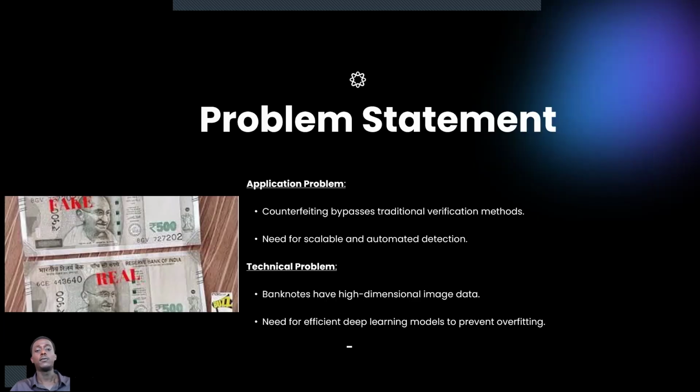Then the problem statement finally. The application problem was counterfeiting, bypassing traditional verification methods such as UV lighting and so on. So we wanted to come up with an automated and scalable detection method to deal with this. The technical problem was that banknotes have high-dimensional image data, and there was also a need for deep learning models to prevent overfitting in the segmentation.